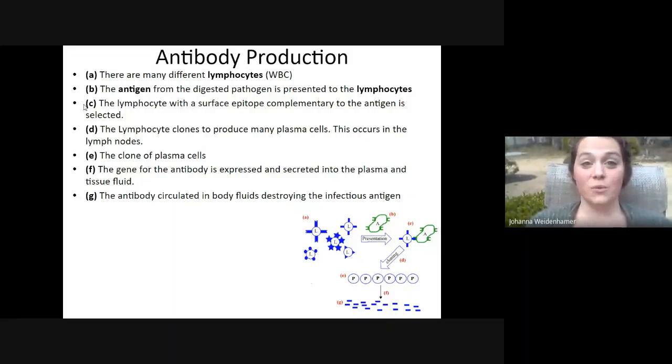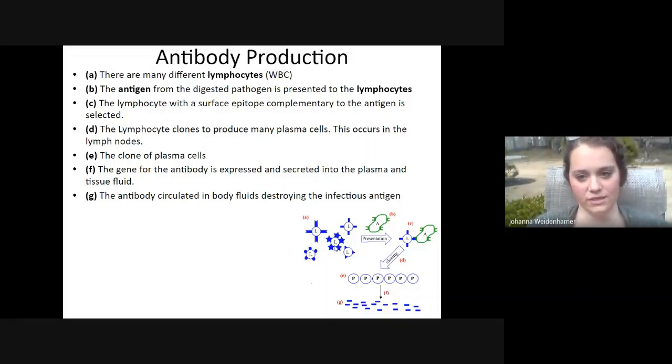C, the lymphocyte with a surface epitope complementary to the antigen is selected. The lymphocyte clones to produce many plasma cells, so this occurs in the lymph nodes. And remember, those plasma cells are making the antibodies. Then the plasma cells are going to start cloning, they're going to start reproducing. The gene for the antibody is expressed and secreted into the plasma and tissue fluid. And lastly, the antibody circulated in body fluids destroys the infectious antigen. So if you look at the picture down here, it correlates with each of the steps.